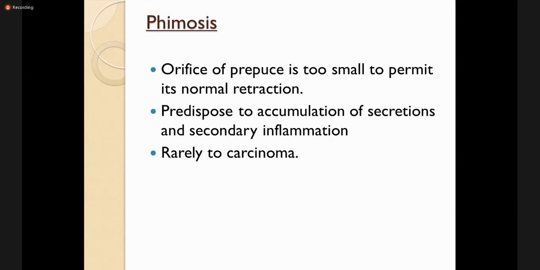Phimosis is another term. The orifice of the prepuce is too small to permit its normal retraction. The importance lies in that this predisposes to accumulation of secretions and secondary inflammation, and rarely to carcinomas, which in this case are mostly squamous cell carcinomas.